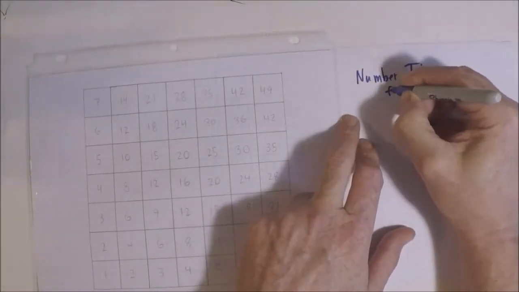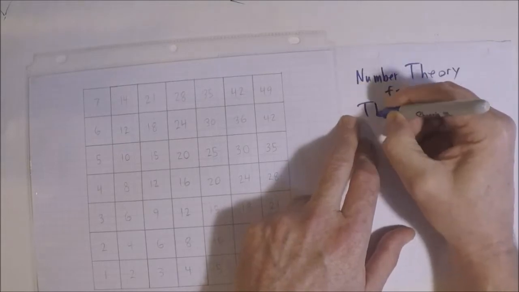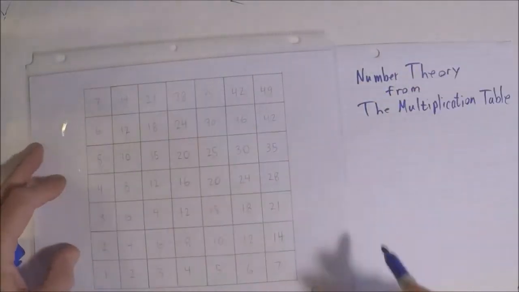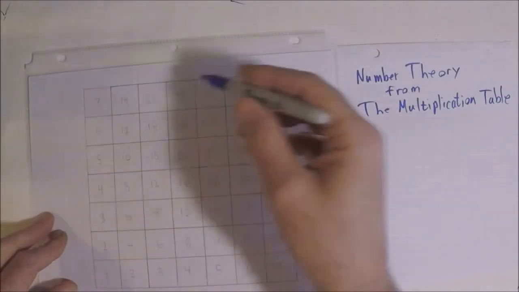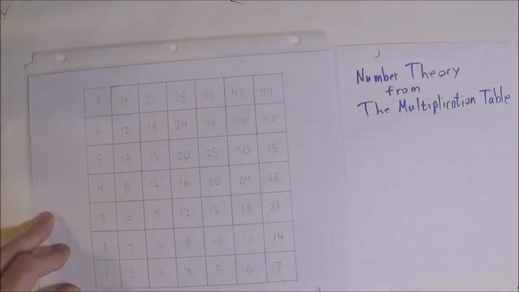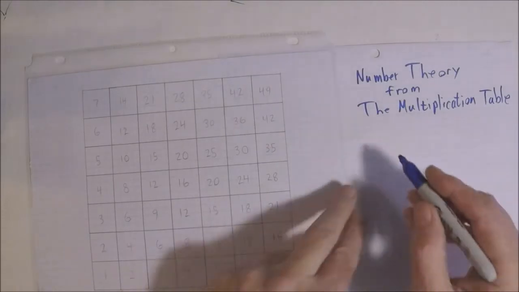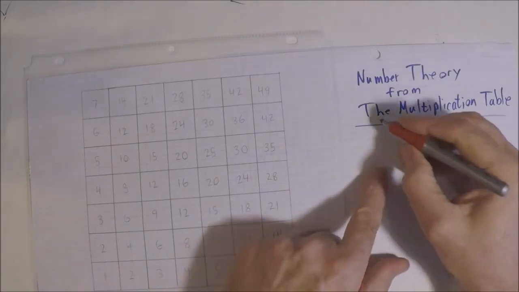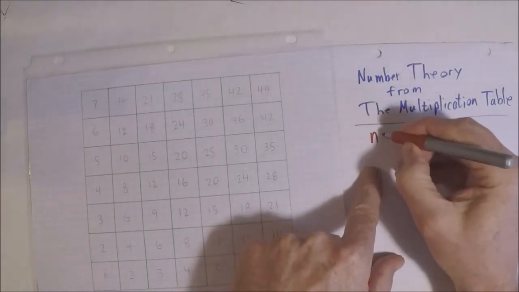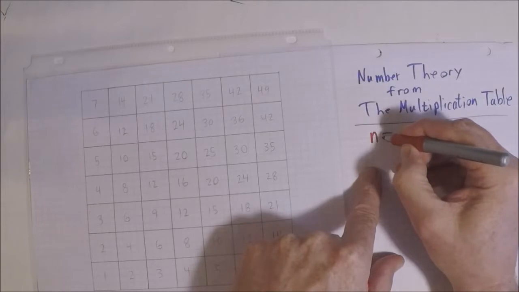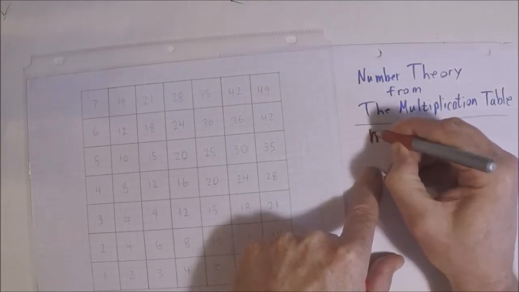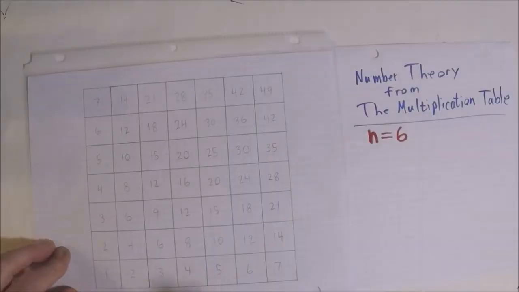This one is on number theory from the multiplication table. Let's start with this 7 by 7 multiplication table, which is upside down compared to the way it's normally taught or written. And let's choose an n. Let's choose n equals 6 as an example, but as we go through, when we talk about what's happening with 6, we're really talking about what's happening generally with any n.